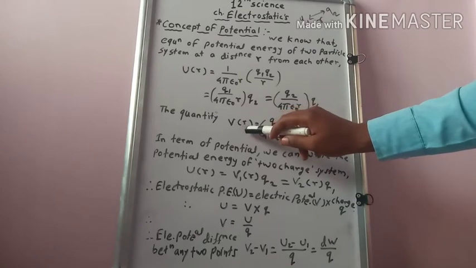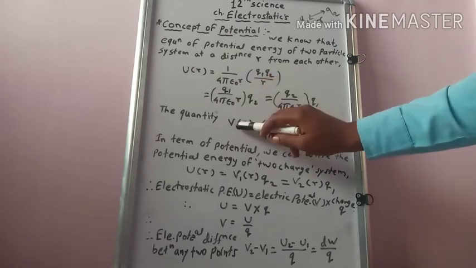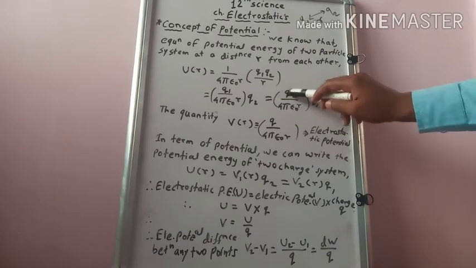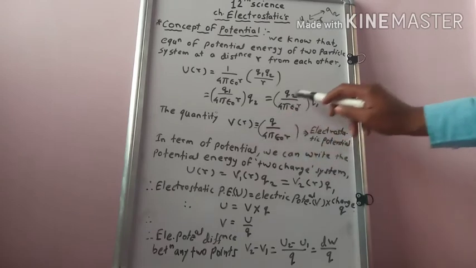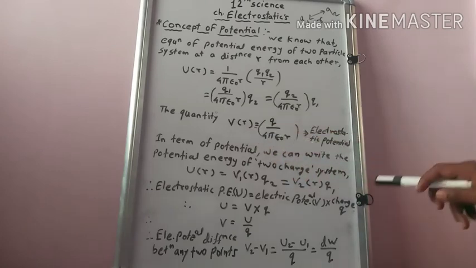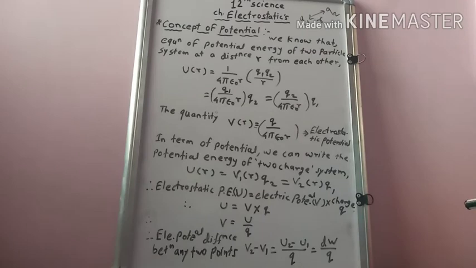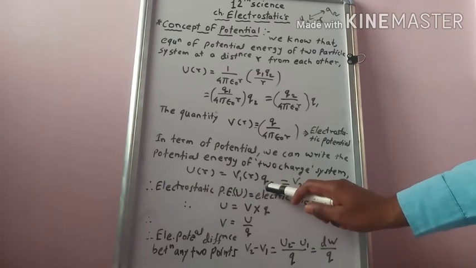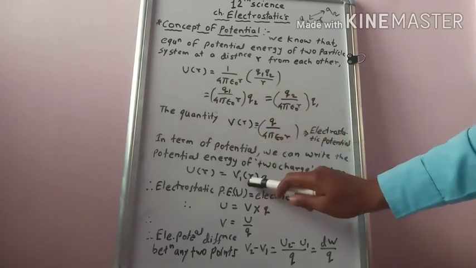V1 of r, for what? Because we consider the charge q1. And for the other bracket, q2 upon 4 pi epsilon naught r is equal to V of r. Therefore, for the charge q2 we can write V2 of r. So the potential energy is written in terms of U of r is equal to V1 of r times q2. This bracket is equal to V1 of r.